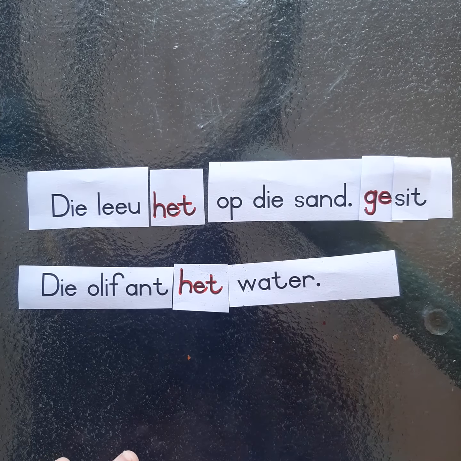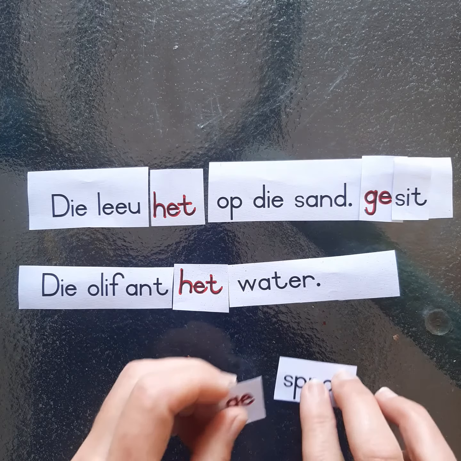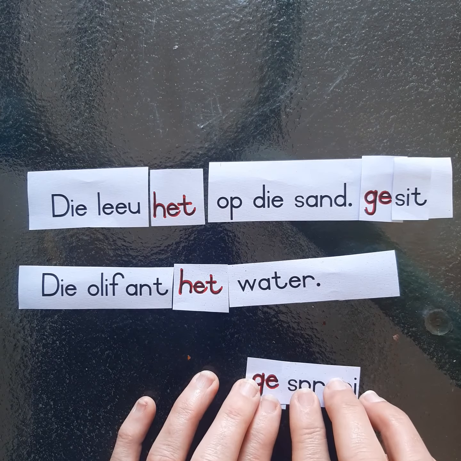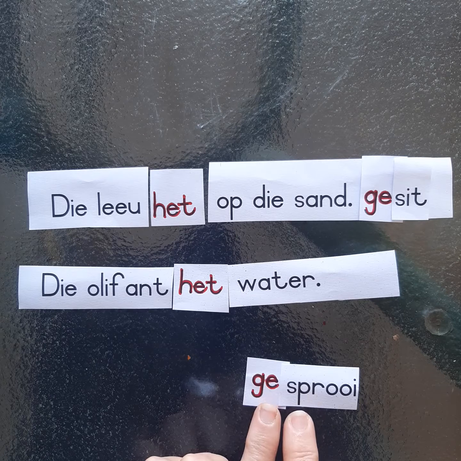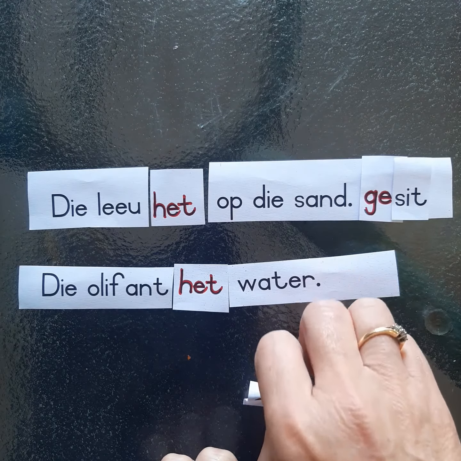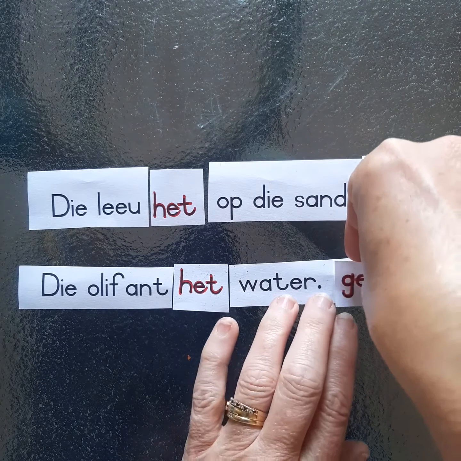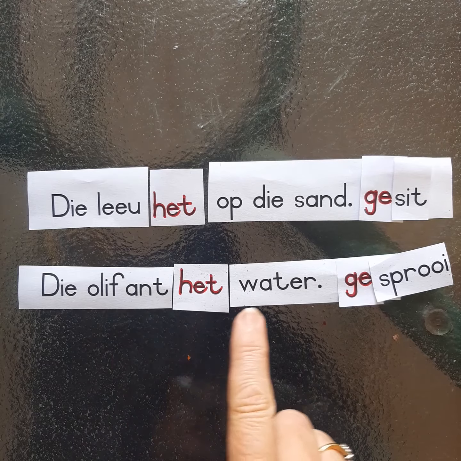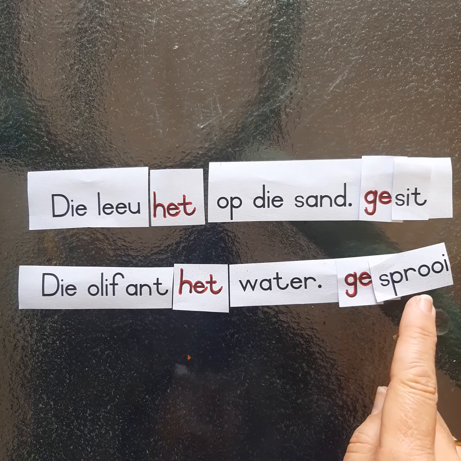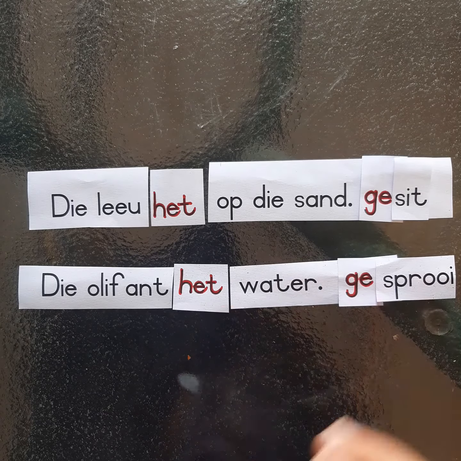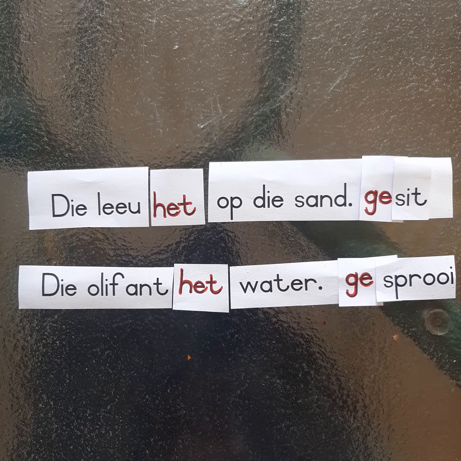Het. Die olifant het water, and then we're going to put the ge with the sproei, and it becomes one word, grade 3s, gesproei. So when we put it over here, it's one word. Die olifant het water gesproei. Gesproei.